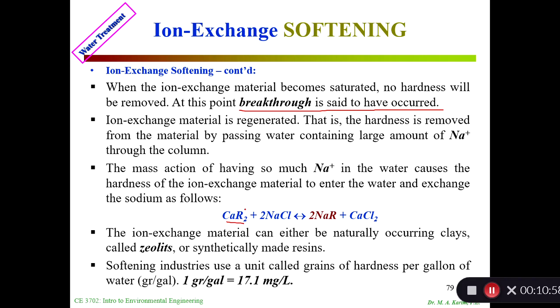Calcium, whatever was there, if I use sodium chloride, then the calcium would be sticking to the chloride and the sodium would go back to the resin, right? Or the ion exchange materials. So that's how we can regenerate the membrane or things like that, and calcium chloride can be discarded. The ion exchange material can be naturally occurring clays, zeolites, synthetically made resin, and the membrane, all of those. The softening industry uses a unit called grains of hardness per gallon of water. 1 grain per gallon is equal to 17.1 milligrams per liter.